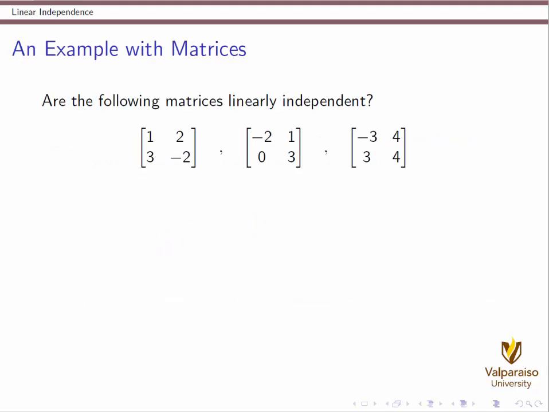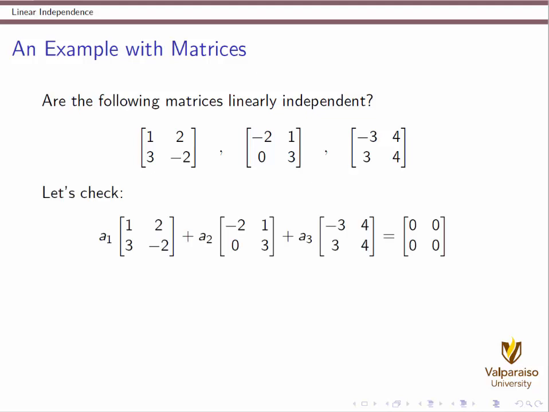Then as a final example, here's 3 matrices. Are they linearly independent? Well, we're going to check. We're going to build their linear combination. We're going to ask, what does it take for that to return the 0 vector? Either we'll find infinitely many ways, or we will find that the only way that this can happen is that a1, a2, and a3 themselves have to be 0. When that happens, we have linear independence.